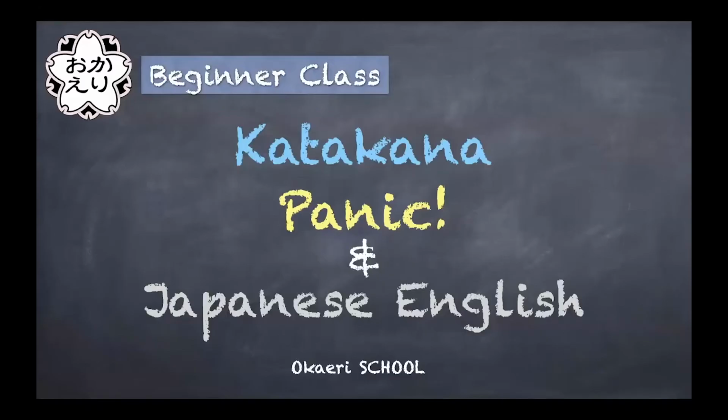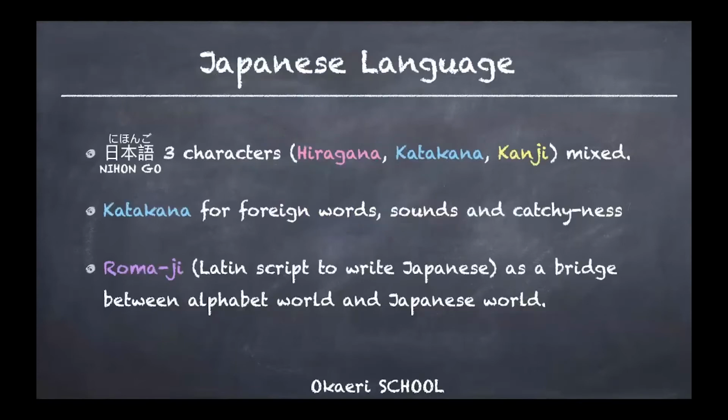Today we're going to talk about Katakana panic, and Japanese English. Through the last 2 times, we have learned the very basics of the Japanese language. We learned Nihongo, which has 3 characters all mixed: hiragana, katakana, kanji, katakana for foreign words, sounds and catchiness, and Romaji, Latin script to write Japanese.